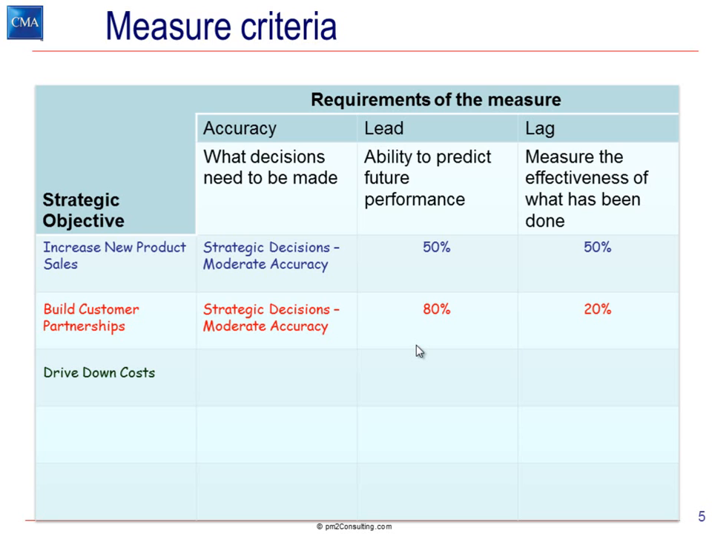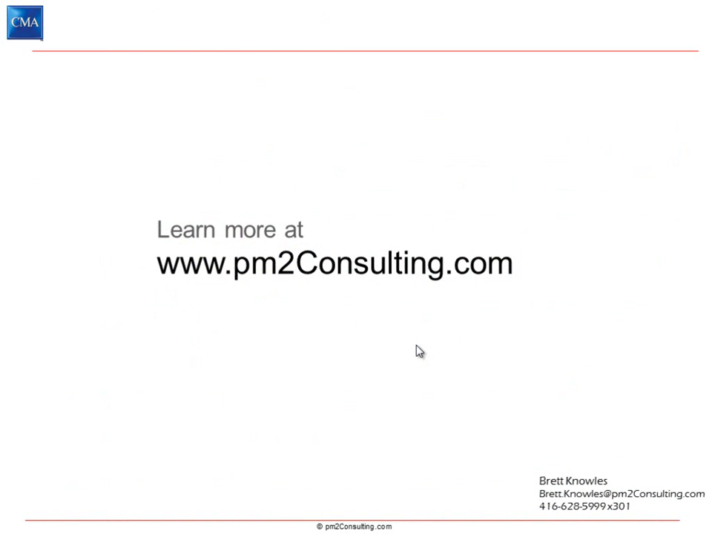Another example might be an objective like drive down costs. Again, that's a strategic perspective, objective type thing, and we need moderate accuracy. But we're not going to use that to predict future performance. What we're going to do is use that to measure the effectiveness of what we've done to drive down costs. So in this case, we've shown you 3 strategic objectives, each of which is going to have a different lead or lag characteristic for leadership in making their decisions, and therefore is going to inform us about different types of data that we need to choose in supporting those strategic objectives on the strategy map.